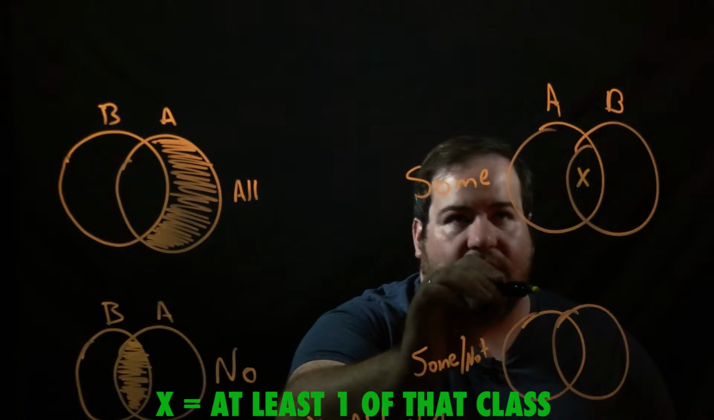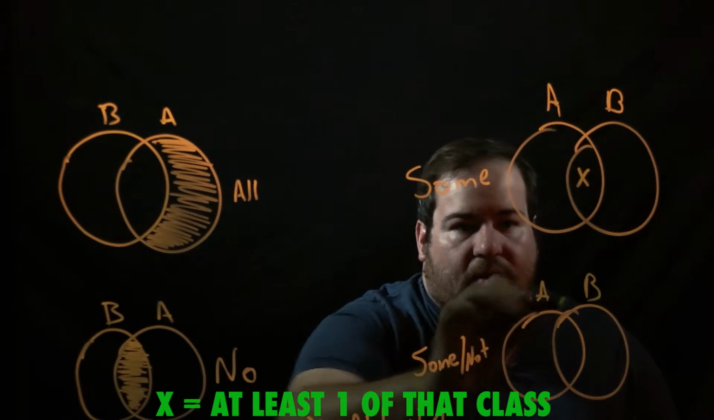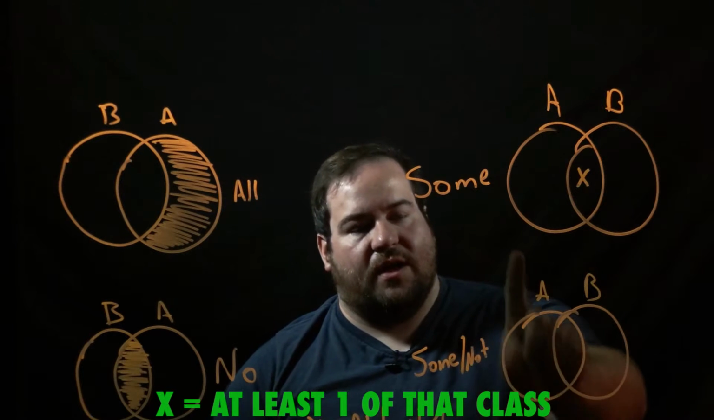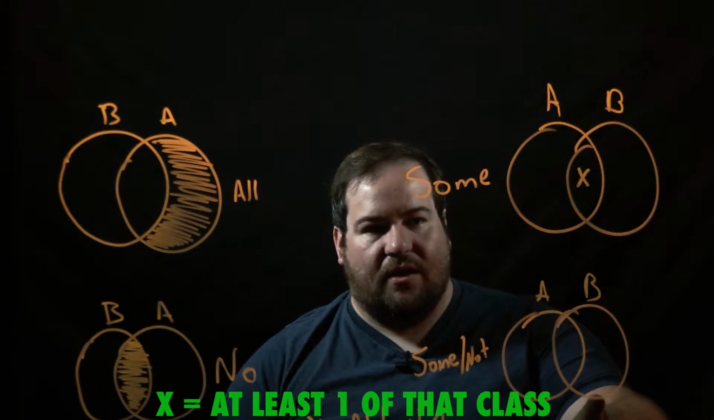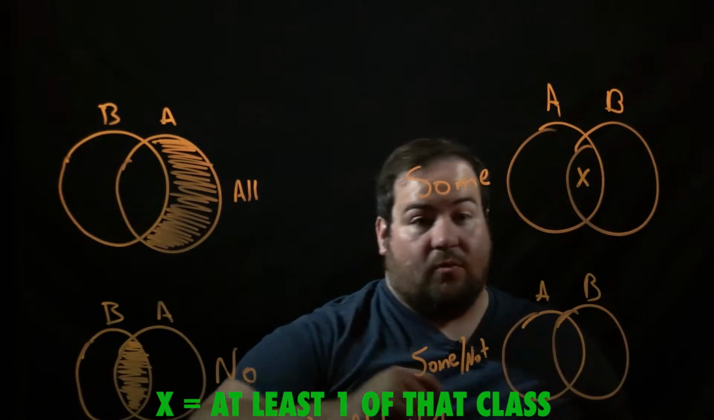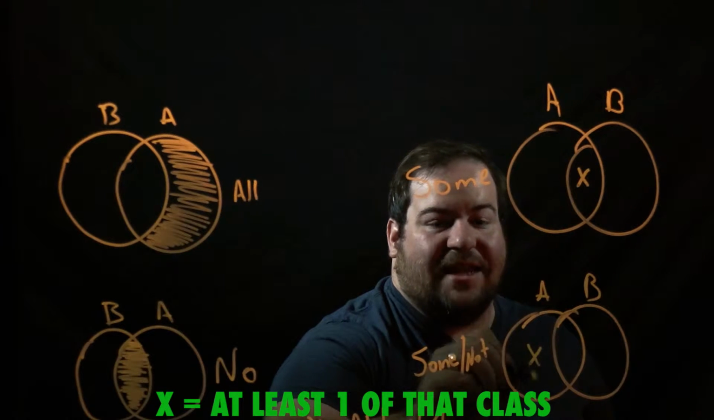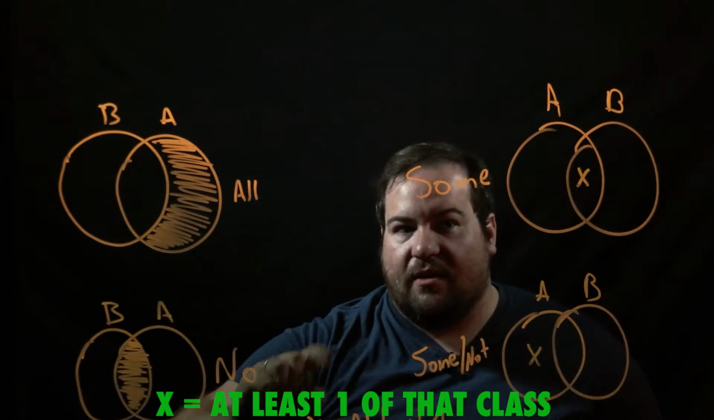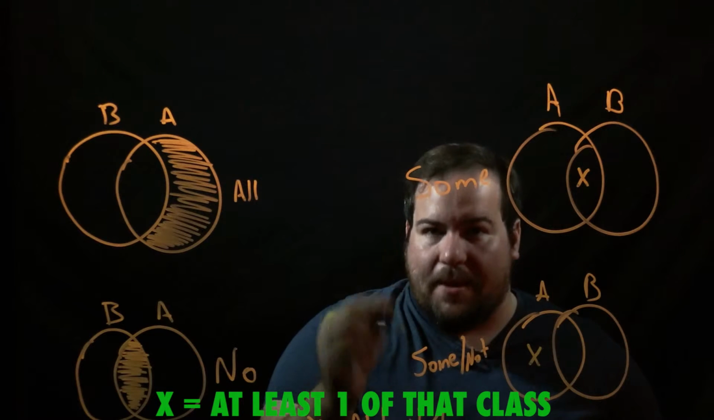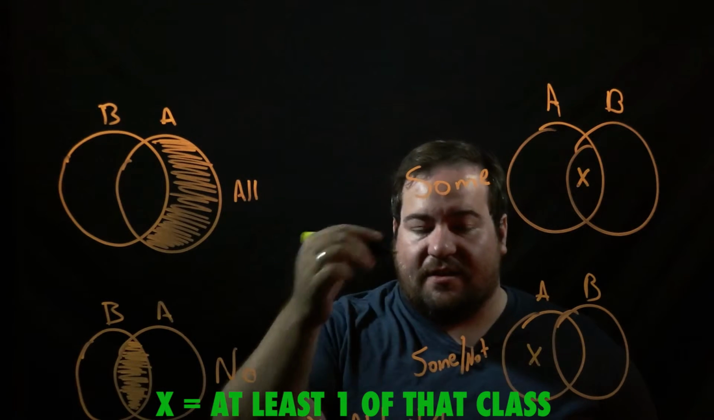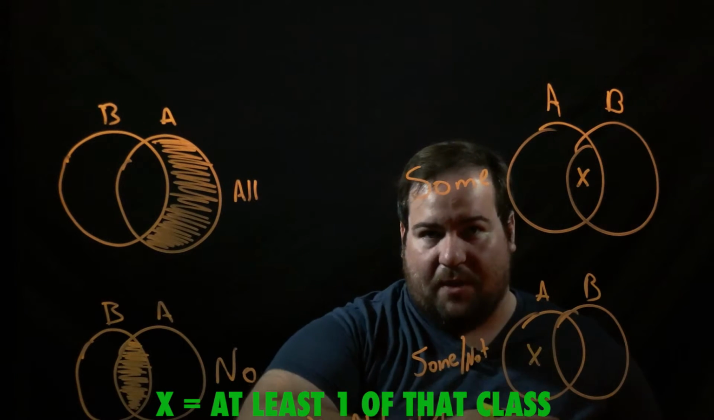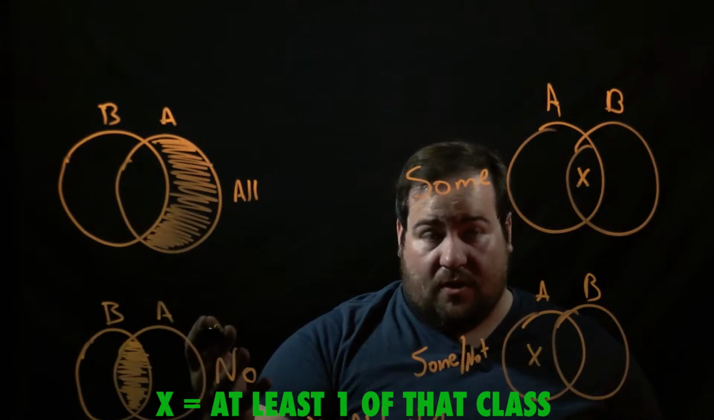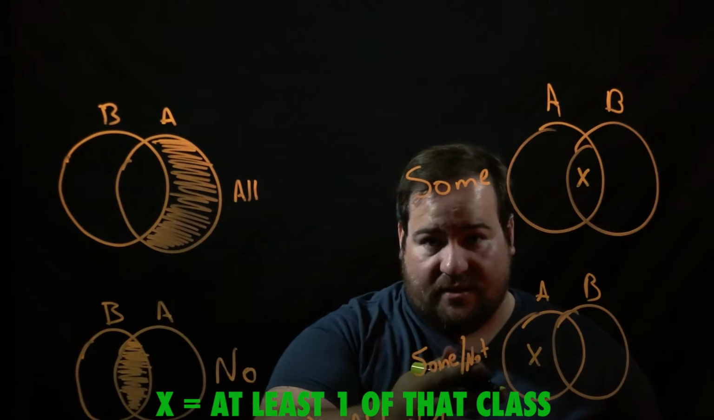But if I come down here and look at some A is not B, where do I put an X? Well, I put it right here. There is at least 1 part of A, 1 member of class A, that is not a part of class B. So there you have it, shading and X's. Given that we now know how to represent these statements, let's test it out in an argument.